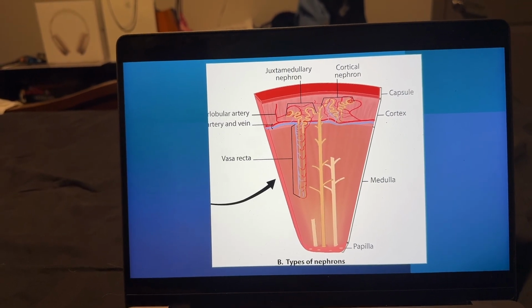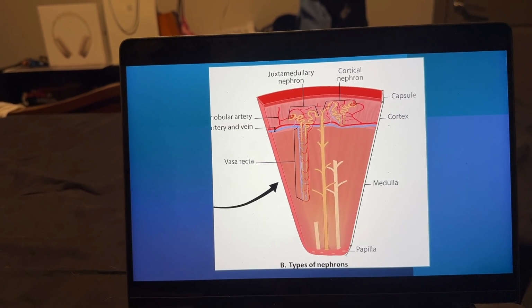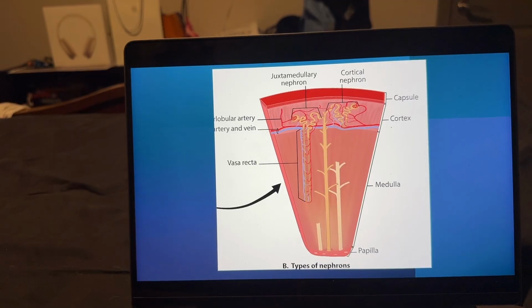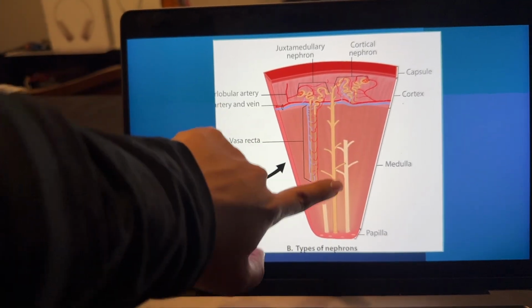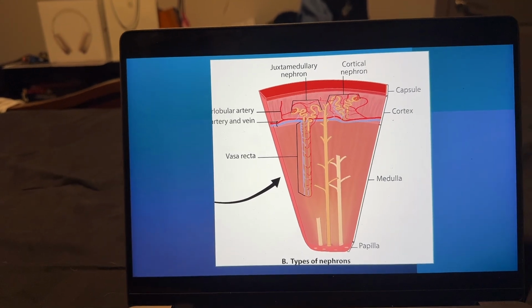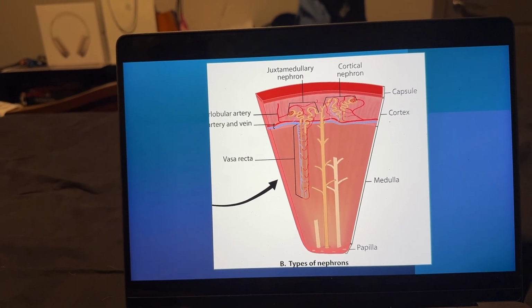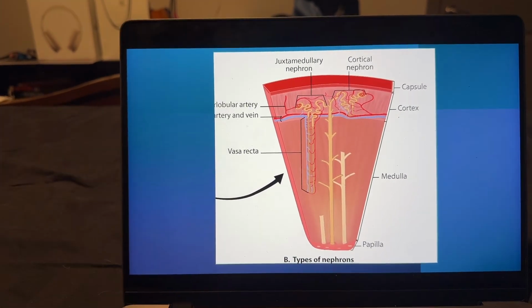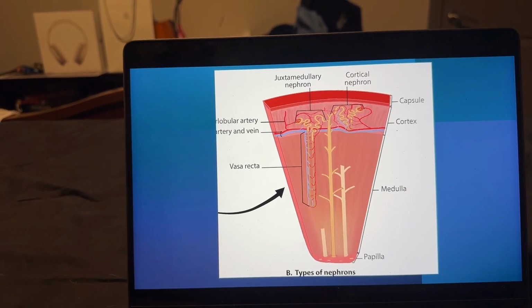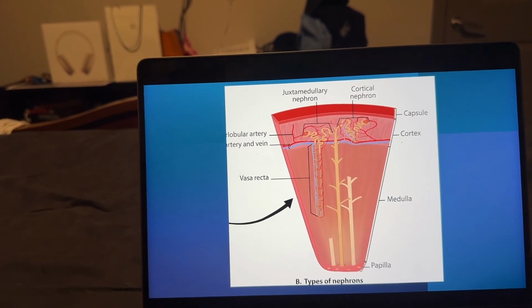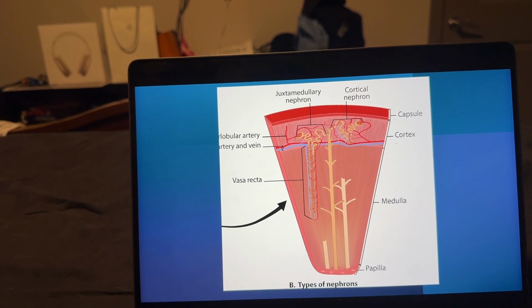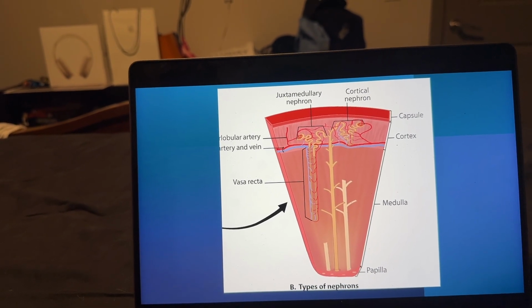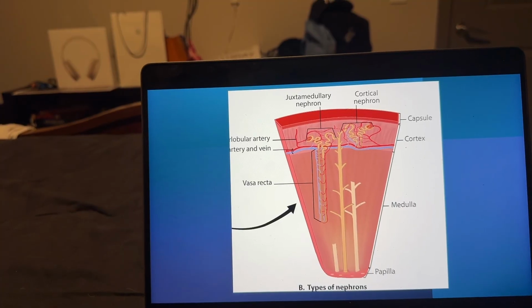To the left is a JMN nephron, which is about 20%. The loops extend deep down into the medulla. They maintain proper sodium levels and water balance in the body. And then to the right, we have the cortical nephron. They have short nephron loops. They produce the majority of your urine. They're located mostly in the renal cortex, and that's about 80%.